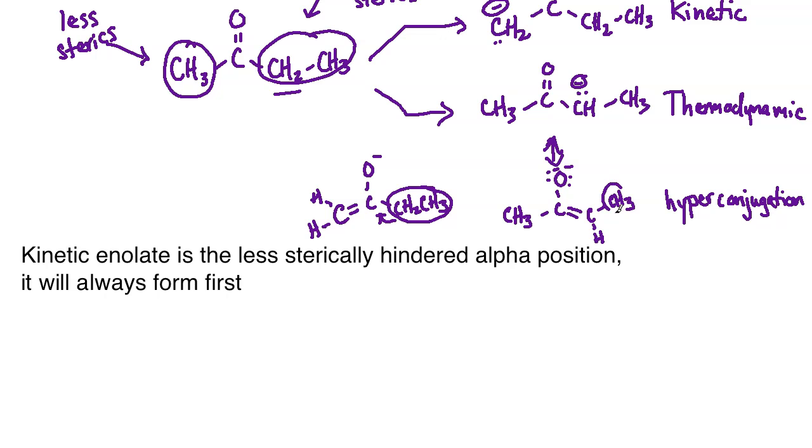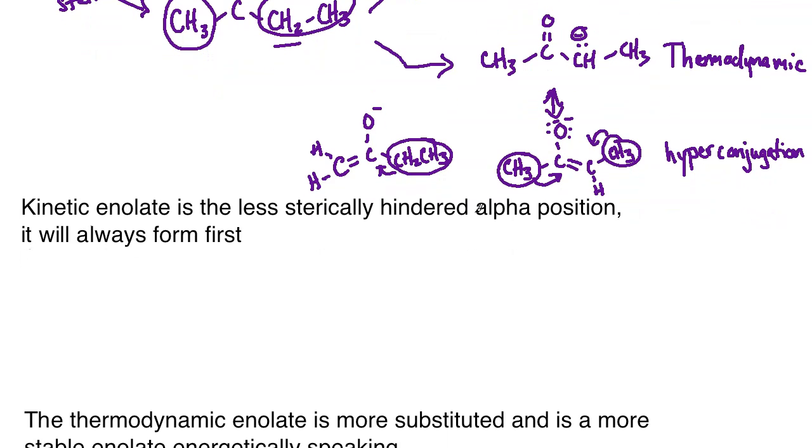Whereas this one is going to have 2 R groups or CH groups that could potentially help donate through hyperconjugative processes. And so the thermodynamic product, or the thermodynamic enolate, is really the favored or the more stable enolate because of this factor, okay? But it's not the first one to form. The kinetic is going to be the first one to form.